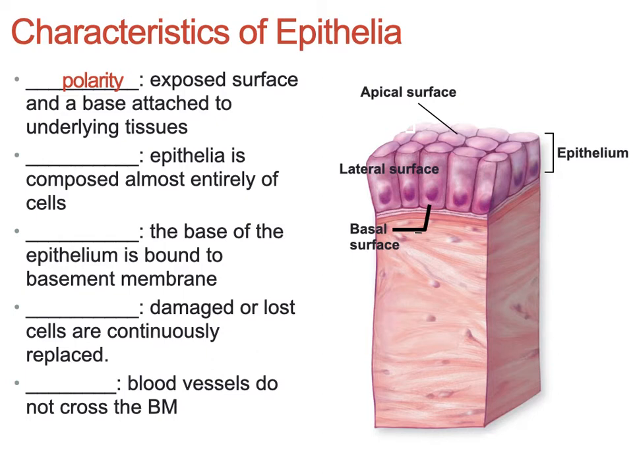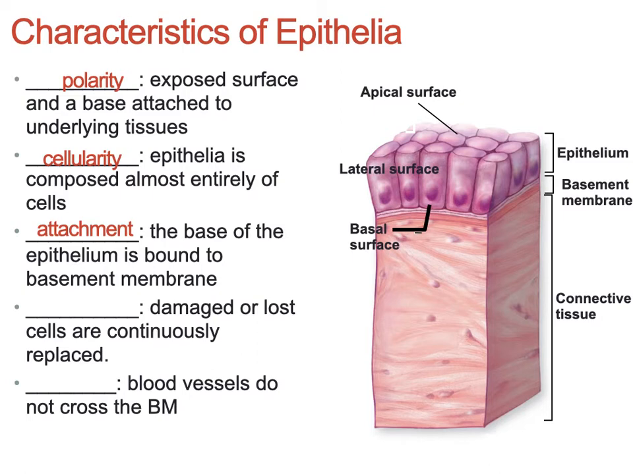So epithelial tissue also exhibits a high degree of cellularity. Epithelia is composed almost entirely of cells. As I've mentioned already, epithelial cells are attached to a thin non-cellular basement membrane, which is shown here. The basement membrane adheres to the basal surface of the cells and to the underlying tissues that establish the cell's border, as well as resist stretching.